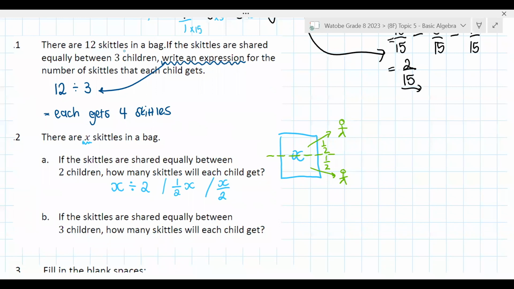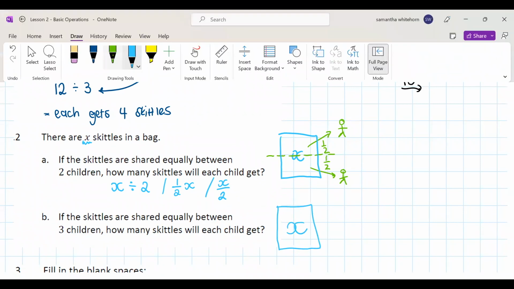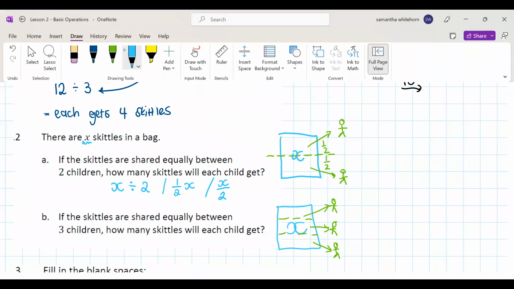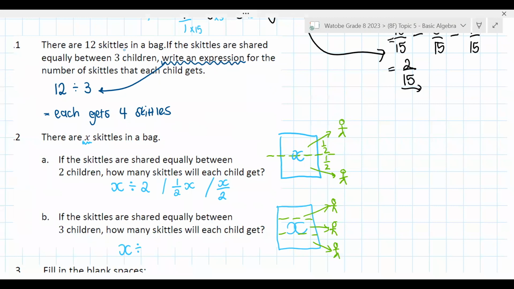Okay, so remember, I'm taking my bag of Skittles. It's got X Skittles in it. I now have 3 kids that I need to divide it between. So that's a weird looking child, isn't it? We've now got 3 children that we need to divide this bag up into, so I need to split this bag equally into 3. And like a lot of you are saying, we would take X and divide it by 3.